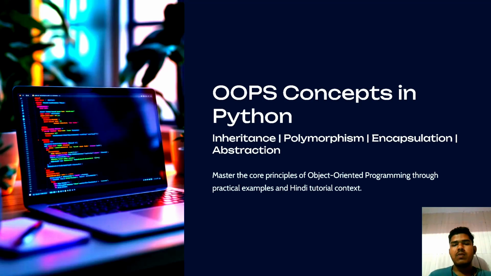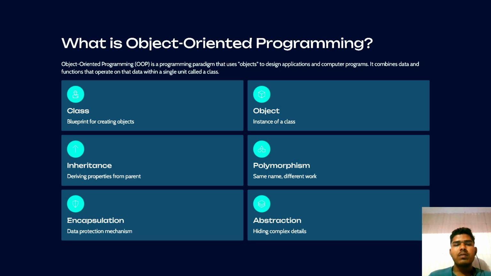In this lesson 17, we are going to learn OOPS concepts in Python. These are inheritance, polymorphism, encapsulation, and abstraction. So let's start. What is OOP?